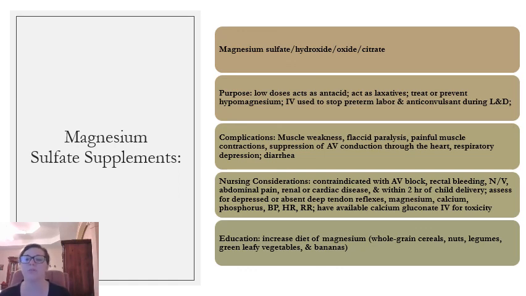Of course, monitor their magnesium and calcium and phosphorus levels because they all kind of follow each other. And then, of course, their vital signs, their blood pressure, heart rate, and respiratory rate, because it does have respiratory depression in this one, which is new and different from any of the other ones. And have calcium gluconate available for toxicity. So this is like the antidote. So if there's too much magnesium sulfate, you need calcium gluconate. Try and come up with something to remember that by. But calcium gluconate, you're going to need handy and available.